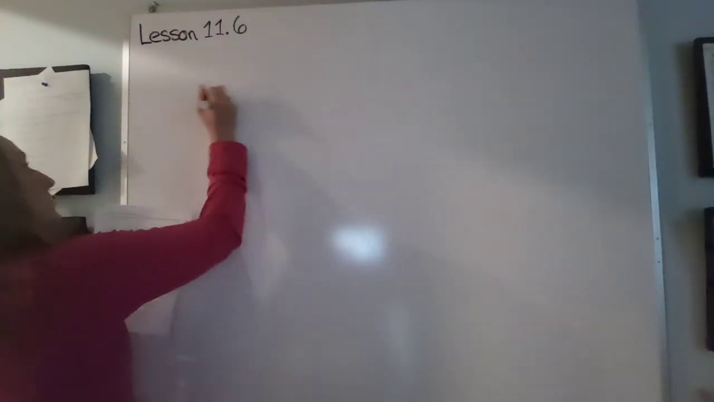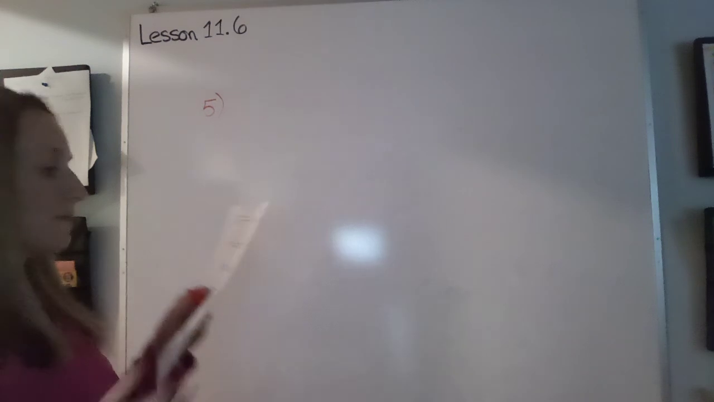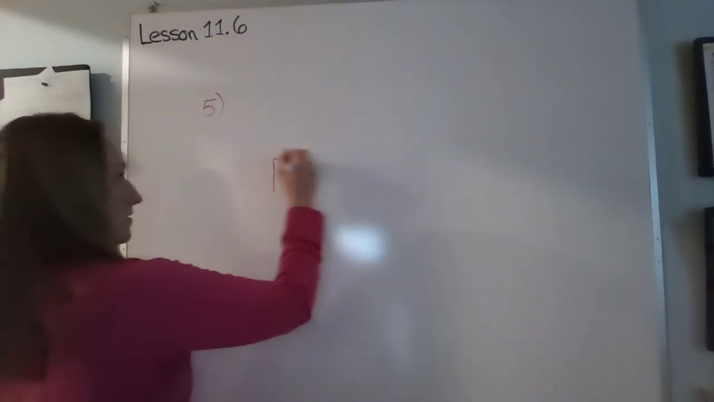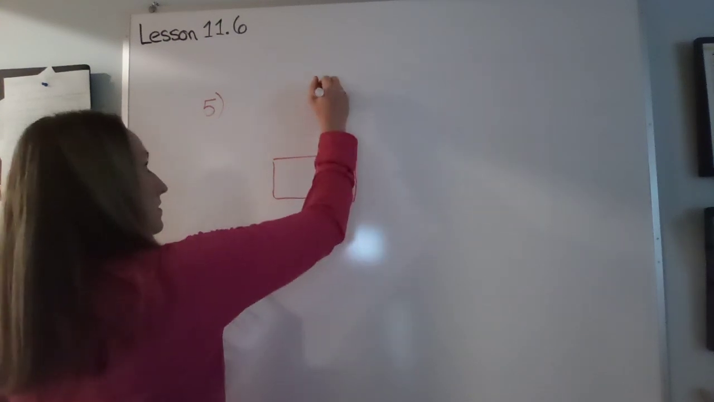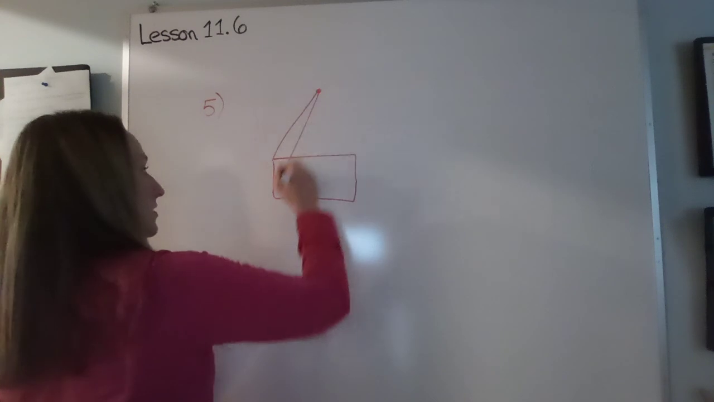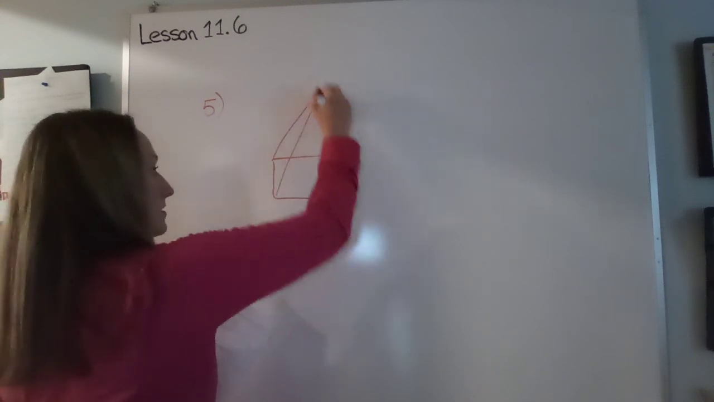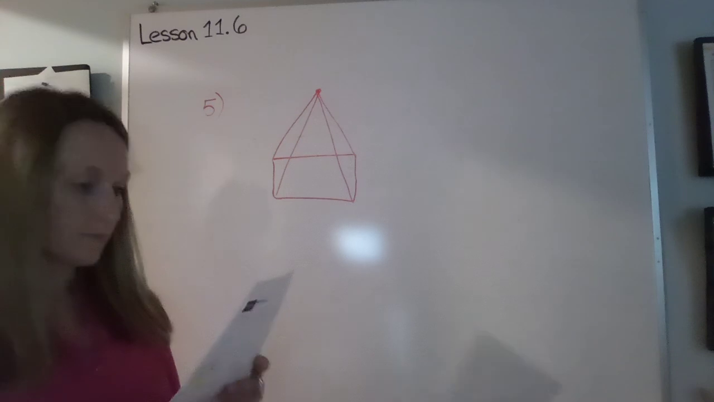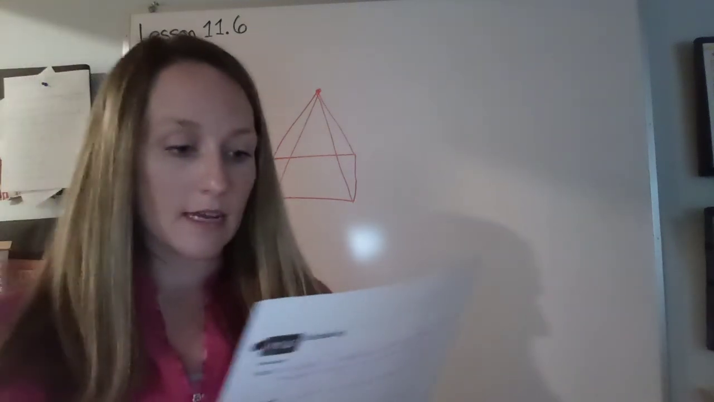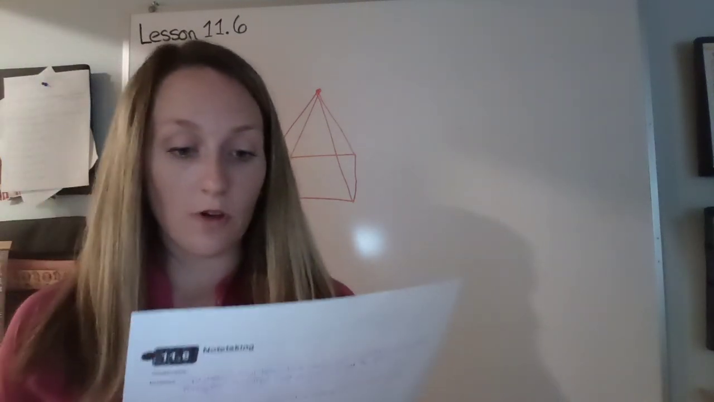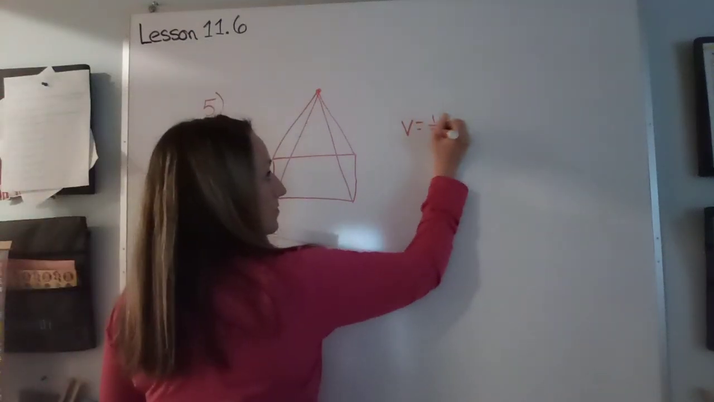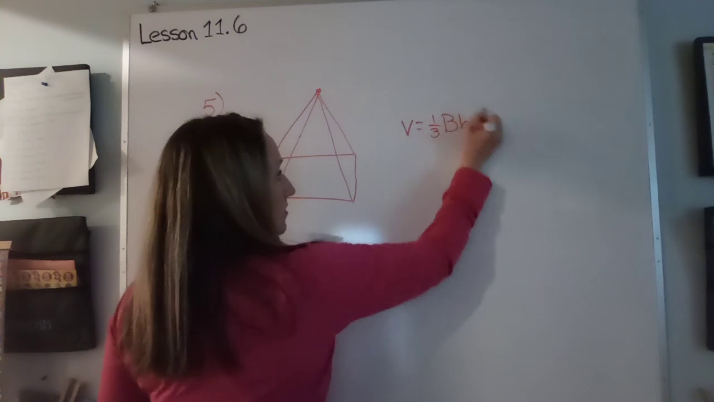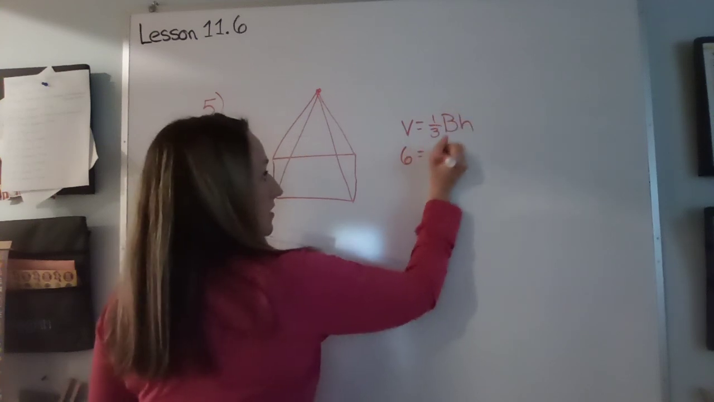Number 5, you're told that you have a pyramid with a rectangular base. So I'm going to draw a rectangle. Here's my rectangular base. Okay. It says there's a volume. It has a volume of 6 cubic feet. So again, I'm going to start with that volume formula, 1/3 BH. And it's 6 for the volume.